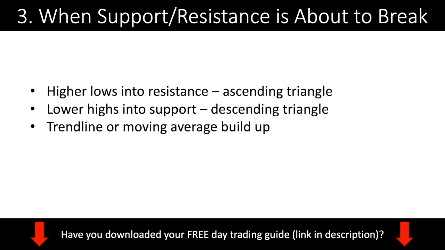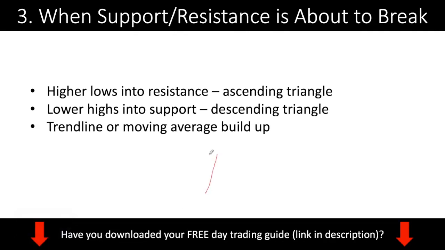There are three things I want you to look out for when you're looking at a support and resistance level. Number one is higher lows into resistance, which is also known as an ascending triangle. Let me show it to you. What's an ascending triangle? It's something like this. Sorry, this is pretty bad. Let me just draw it clearly.